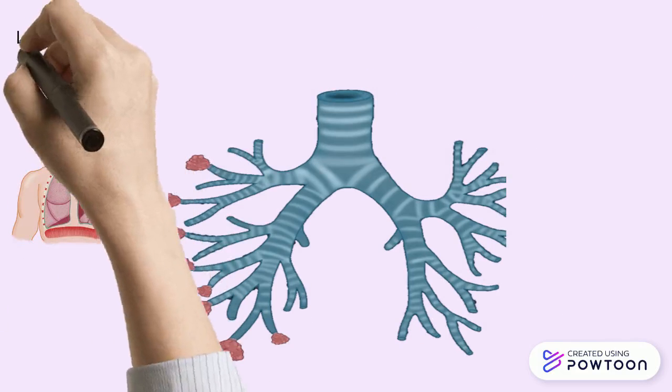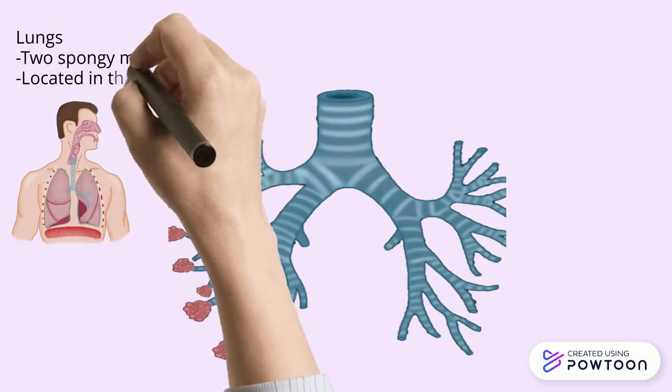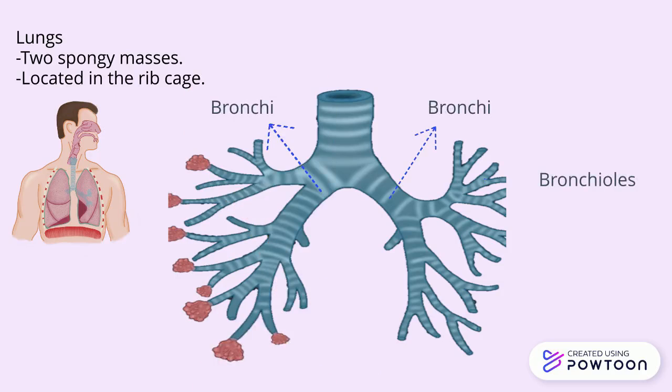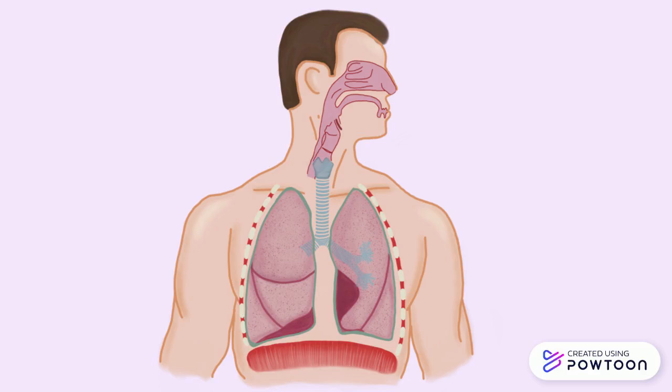The lungs are two spongy masses located in the rib cage, formed by the bronchi, bronchioles, and alveoli, as well as the blood vessels for exchange. The right lung is larger than the left and has 3 lobes. The left one is smaller due to the space occupied by the heart and has only 2 lobes.